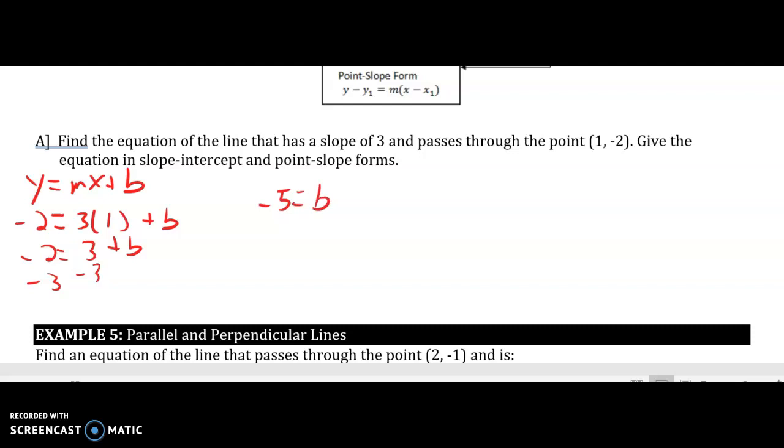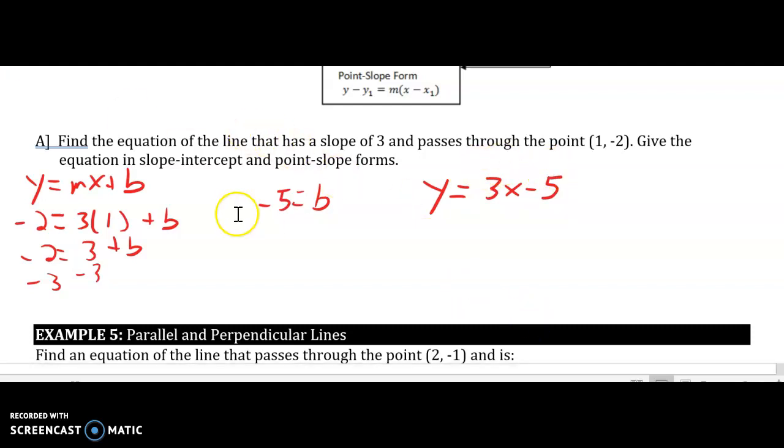The problem with using this method is some students will say, oh, the answer is negative 5. No, what do we want? We want the equation. So I got to write y equals mx plus b. Y equals 3x minus 5. So I got to make sure I'm writing an equation in y equals mx plus b. I want my slope and I want my y-intercept. Here's my y-intercept, and then there's my slope.